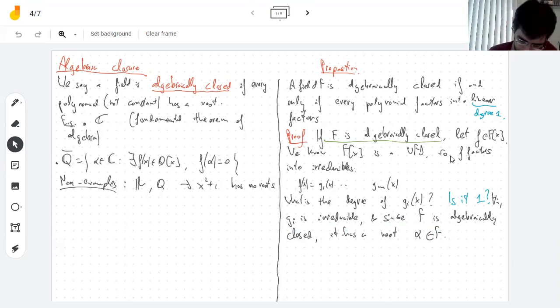So this means, well, we know what it means when a polynomial has a root. It means that x minus alpha divides it. If f of 2 is 0, that's going to be the same as saying that x minus 2 is a divisor of your polynomial. So it's irreducible, but I found a factor. How could that be?